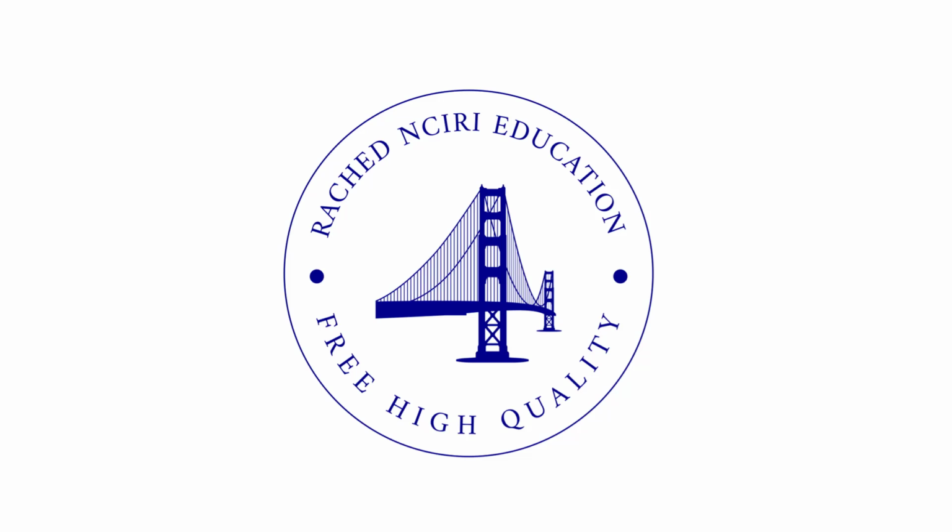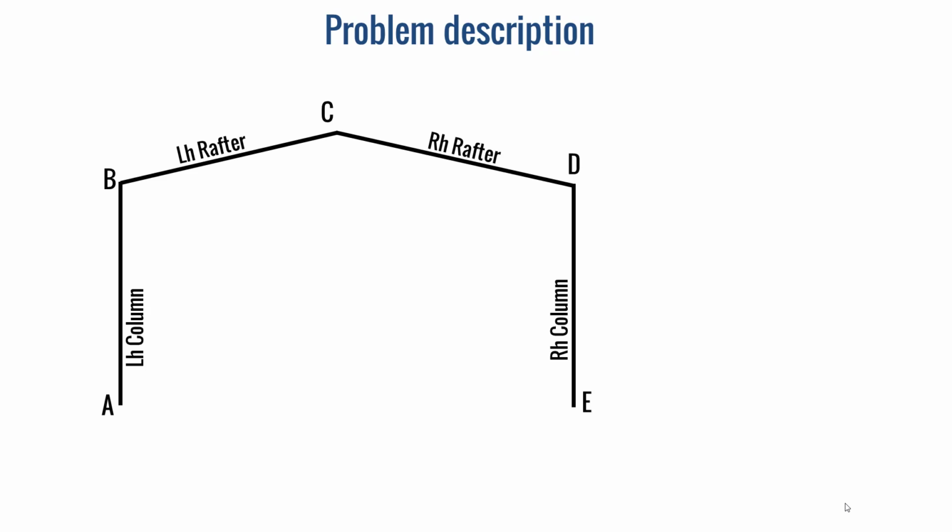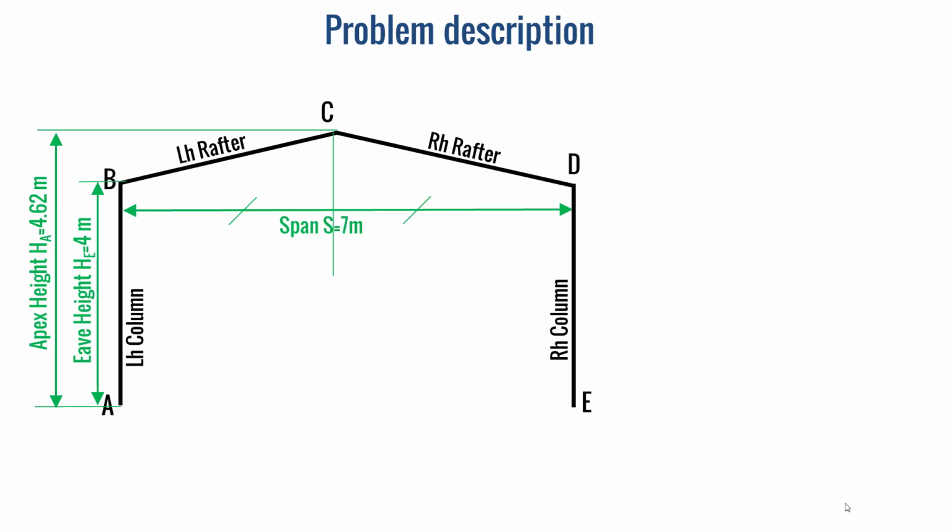Okay, let's go. Let's consider a dual pitch portal frame, ABCDE, those are the joints. Of course, we have the left hand and the right hand columns and rafters, and we have the characteristic dimensions of this portal frame. The span S is 7 meters, the eave height is 4 meters, and the apex height is 4.62 meters.